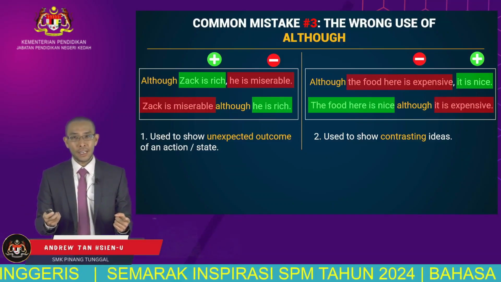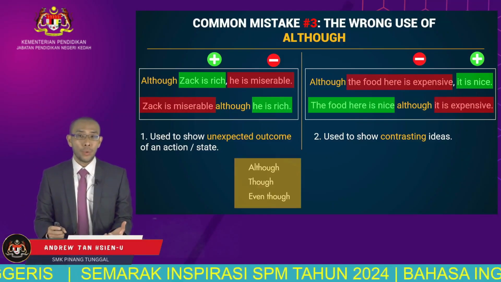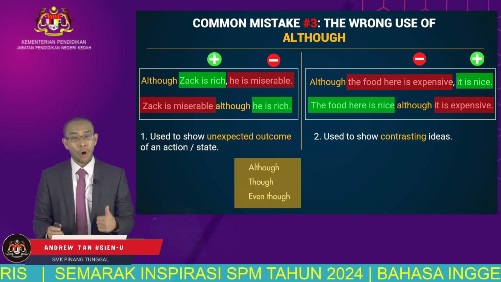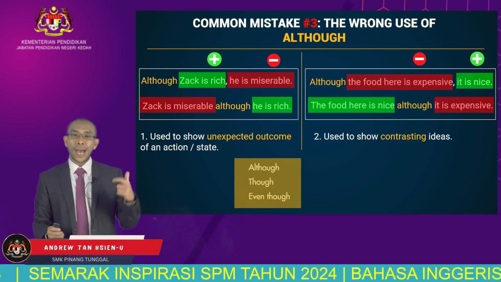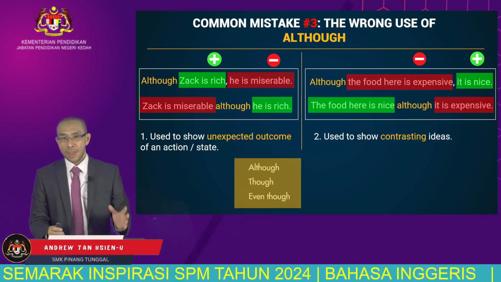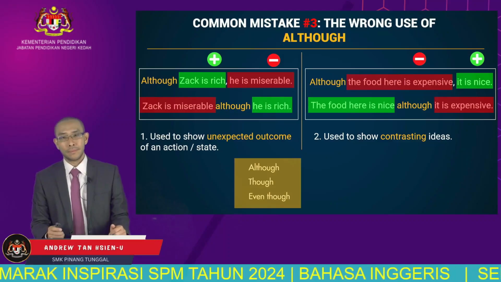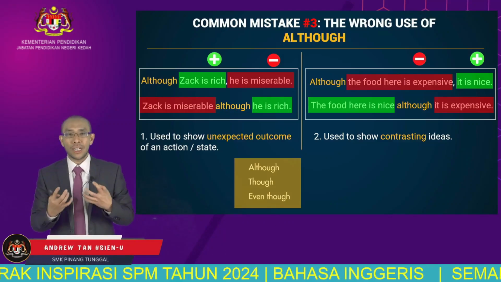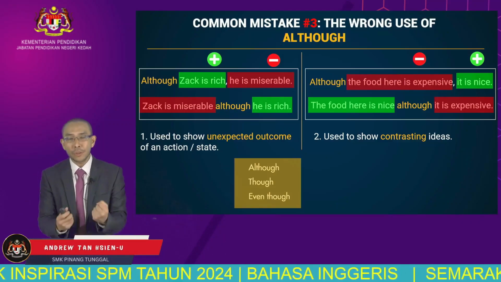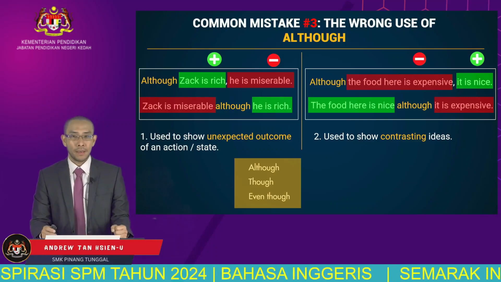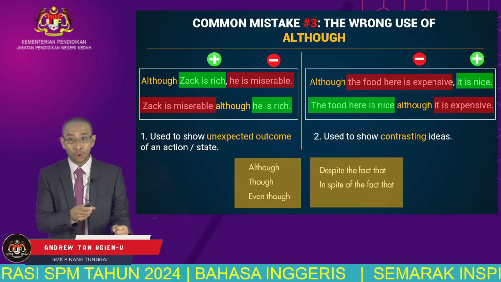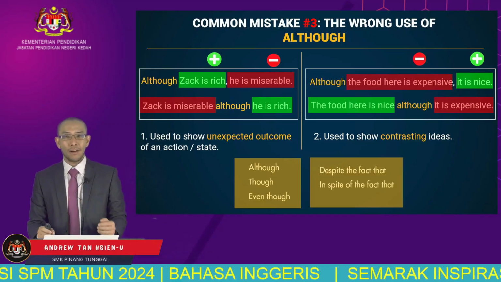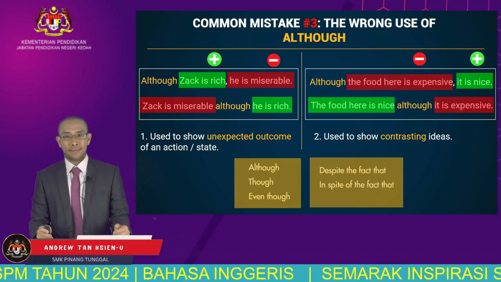All right? So if we do not want to use although, we can also replace it with though or even though. Although has a more formal tone to it, though is more informal. Even though has a stronger emotion to it. All right? You feel strongly about something. Okay? Other than that, we can replace although with despite the fact that or in spite of the fact that.